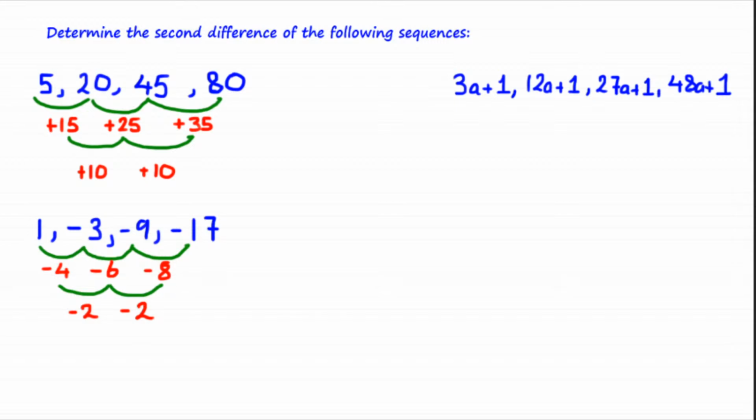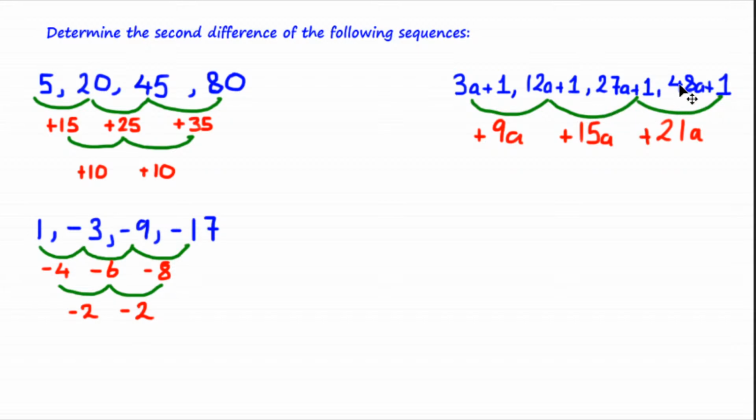Let's go through this. As I said, the same rule applies. We need to find the first difference, calculated by taking the difference between consecutive terms of the original sequence. So taking the difference between 12A plus 1 and 3A plus 1: 12A minus 3A is equal to 9A, and 1 minus 1 is just 0. You're collecting like terms and evaluating between consecutive terms, and that gives us a first difference of 9A for the first term, then 15A and 21A.